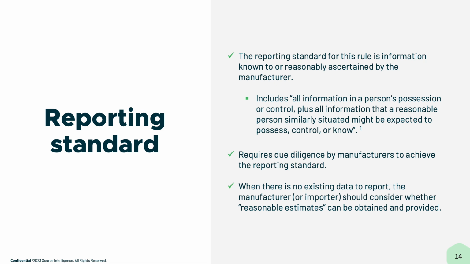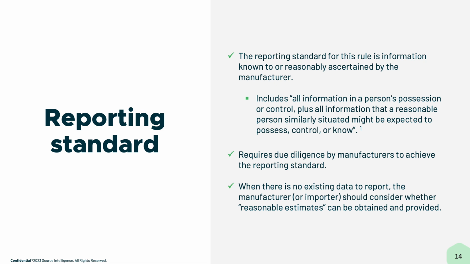Examples of types of information that are considered to be in a person's possession or control, or that a reasonable person similarly situated might be expected to possess, include files maintained by the manufacturer, such as marketing studies, sales reports, or customer surveys, as well as information contained in standard references, such as safety data sheets or supplier full material declarations. The reporting standard does not place a testing requirement on manufacturers, but if manufacturers have previously tested their products for the presence of PFAS, then this information should be submitted to the EPA as appropriate.